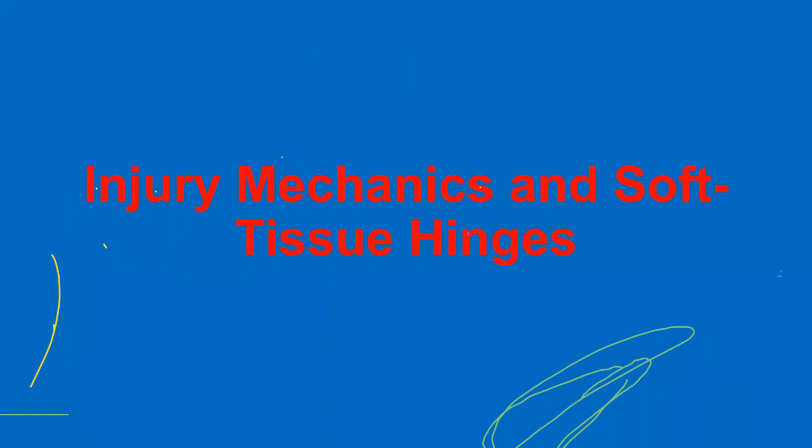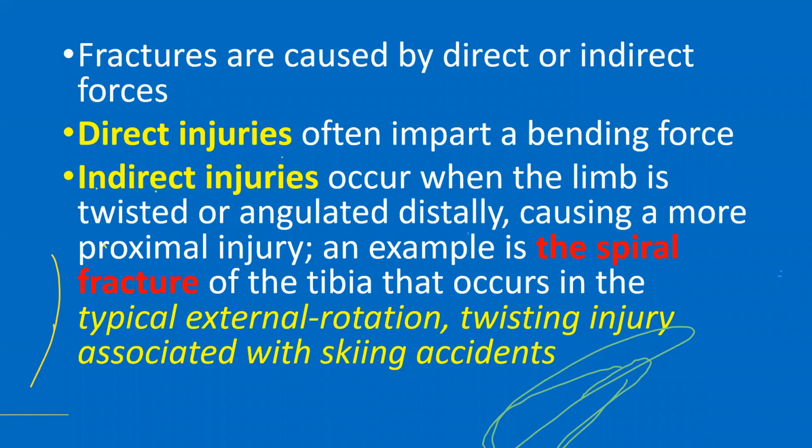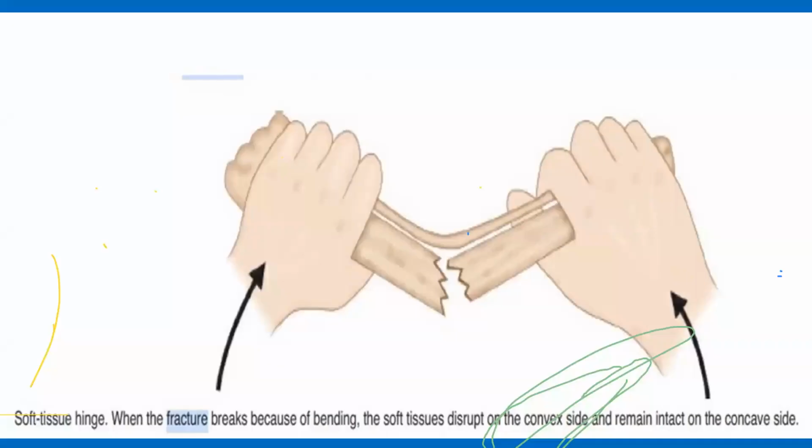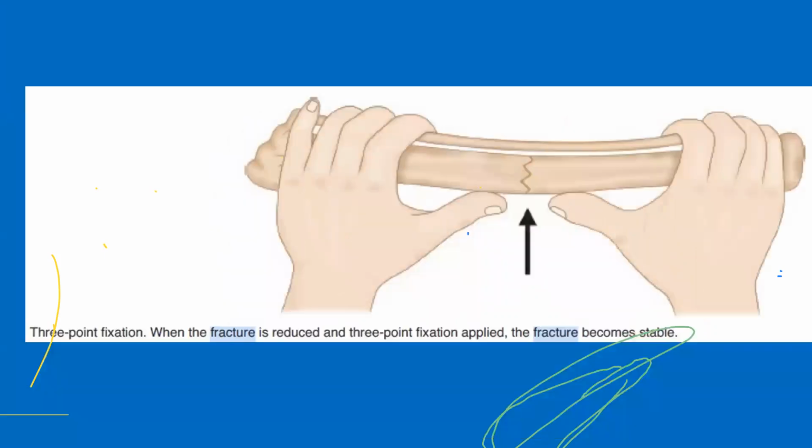So what about closed reduction? I want to mention briefly about closed reduction. When you have a fracture like this, meaning that on the tension side the soft tissue has torn, but on the compression side the soft tissue is still intact, when you bring it back into place, the soft tissue on the compression side acts as a splint.